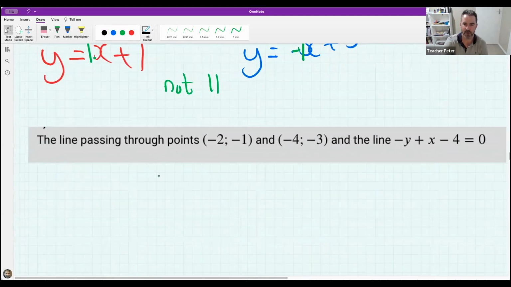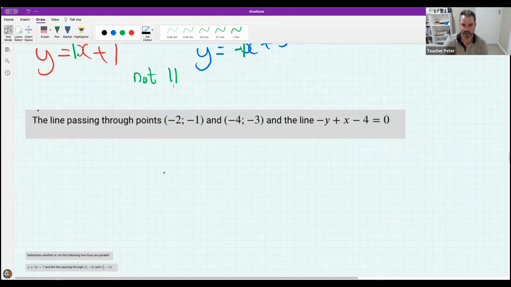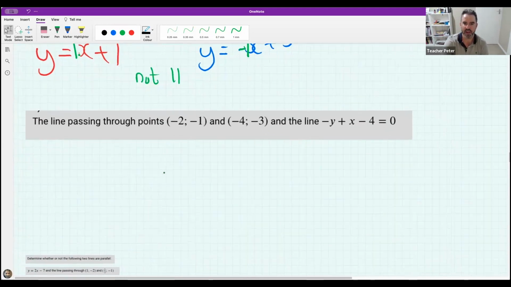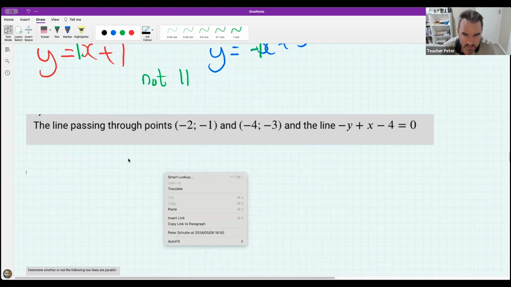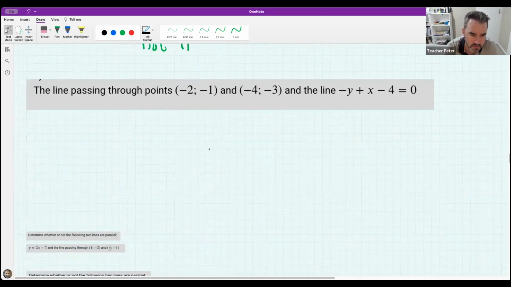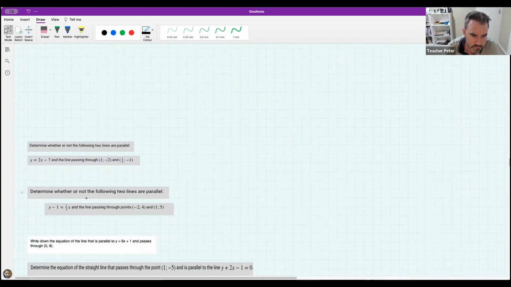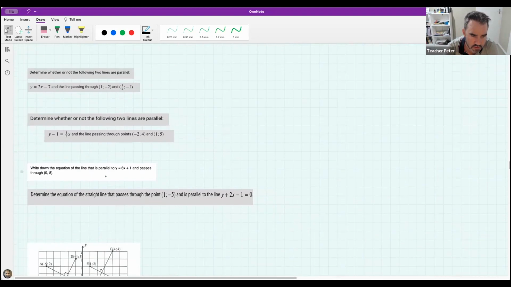Okay, now upgrade, upgrade, upgrade. So you have to find me the equation of the line passing through a point and the line. No, I don't want that. Okay, let's do this one.